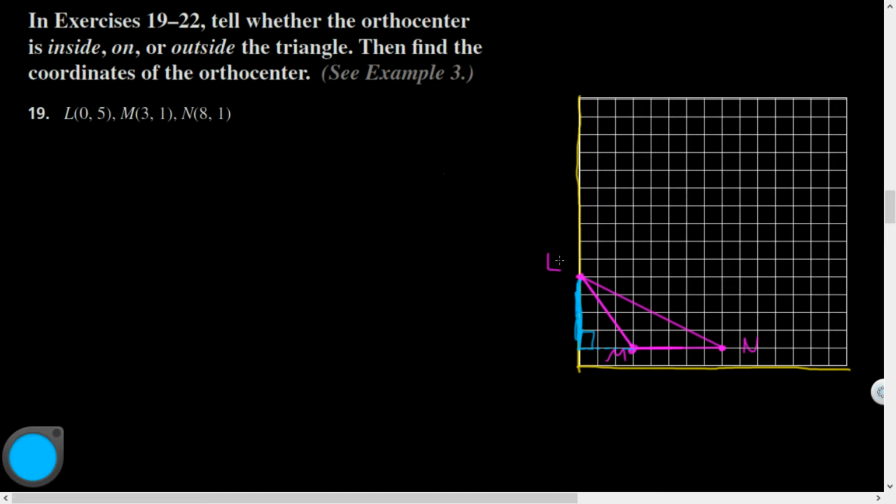It's a vertical line, so it's x equals a number. And it's x equals 0. It happens to be equivalent to the y-axis. Now, before I go any further, let's actually answer this. Where do you think it's going to be, inside, on, or outside the triangle? I think it's going to be outside the triangle as well.